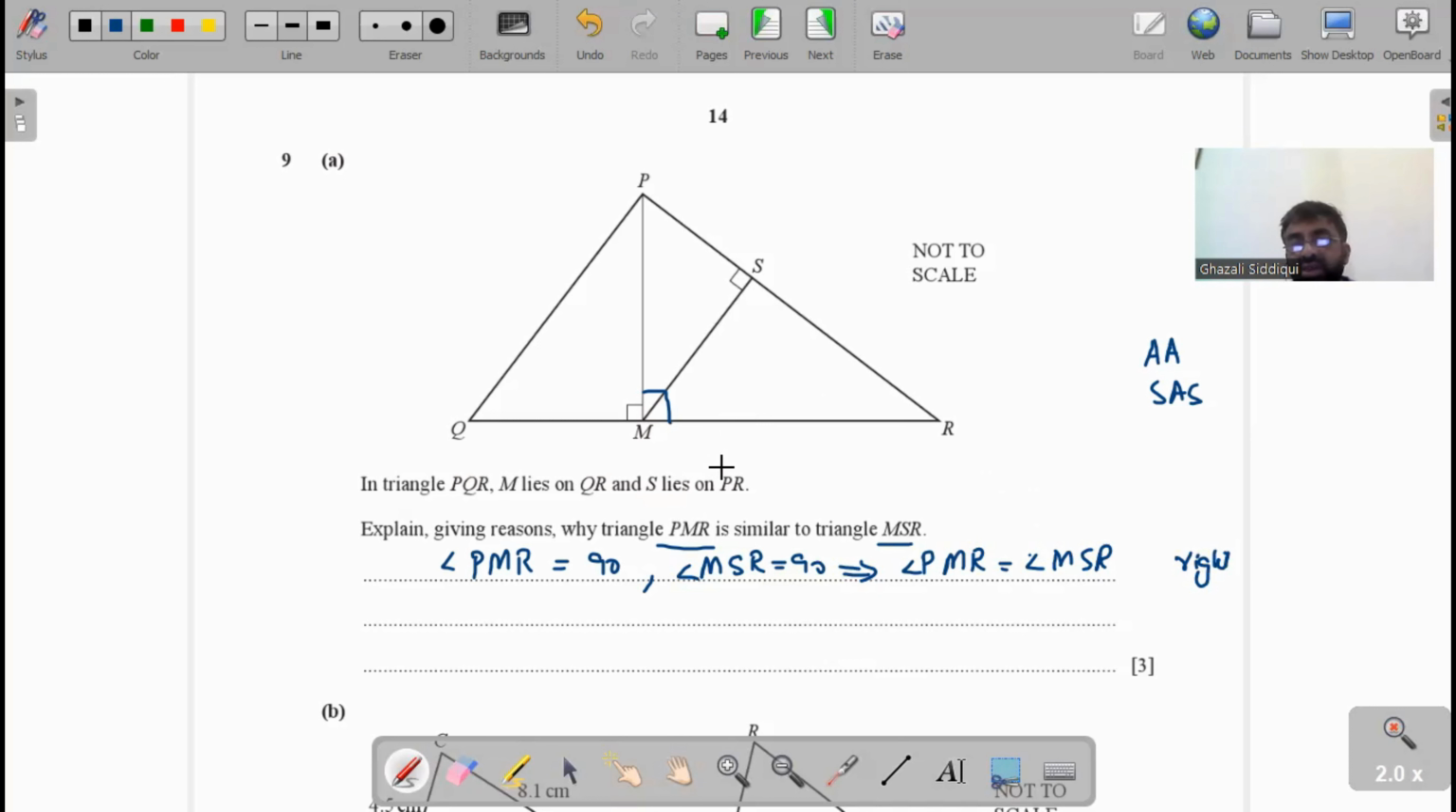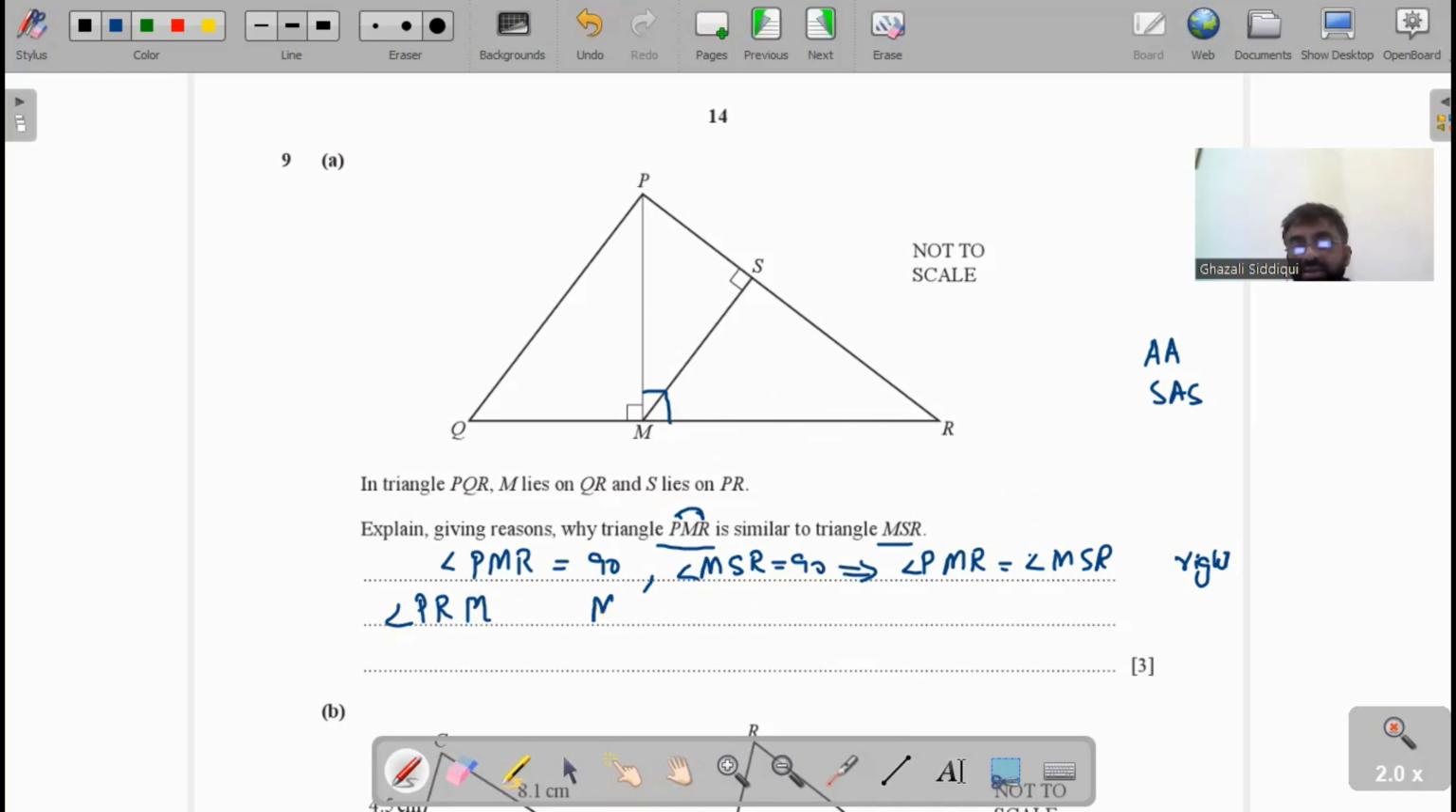Second, we check the second angle, PRM in the first triangle PRM. Therefore, angle PRM is equal to angle MRS.